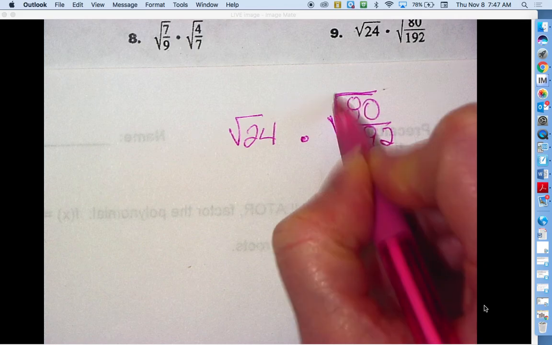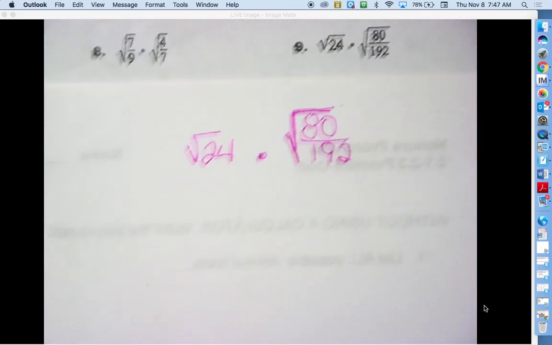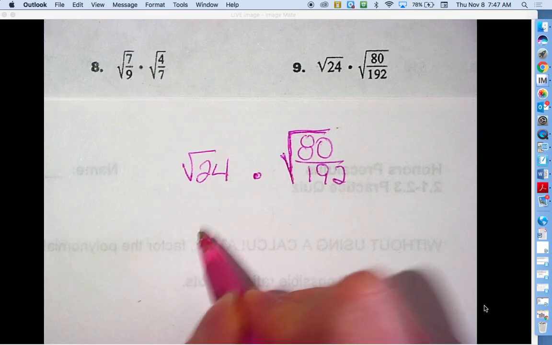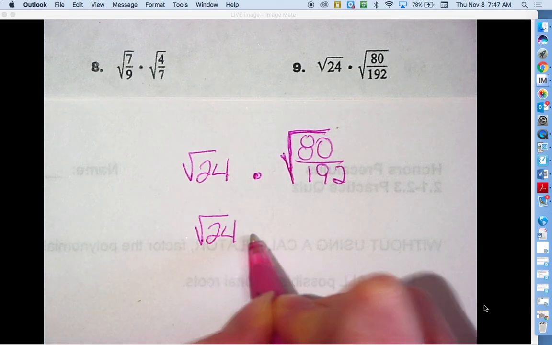So if we look at number 9 and kind of think about it in a similar format. So we have the square root of 24 and then the square root of 80 over 192. Big square root there. So bigger numbers here. What do you think you could look at and try and do first since the numbers are so big? Emma, what do you think? What could you try and do first with this? What did you do first?